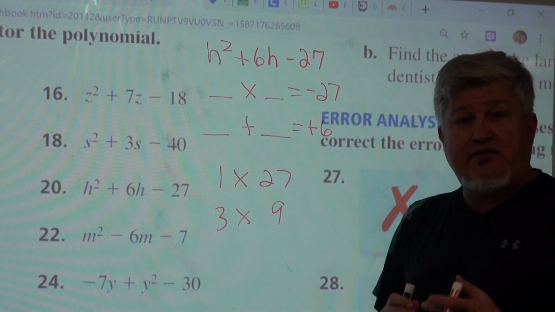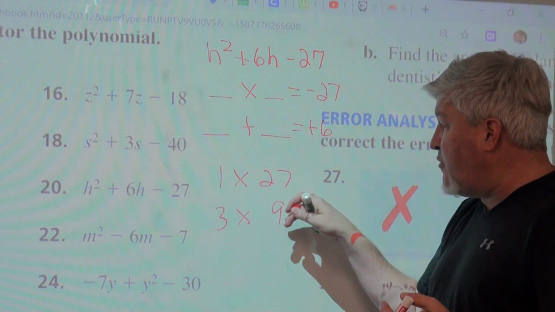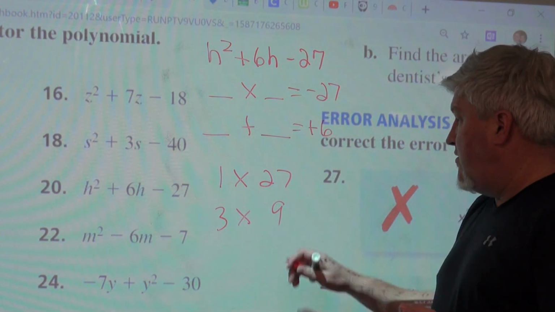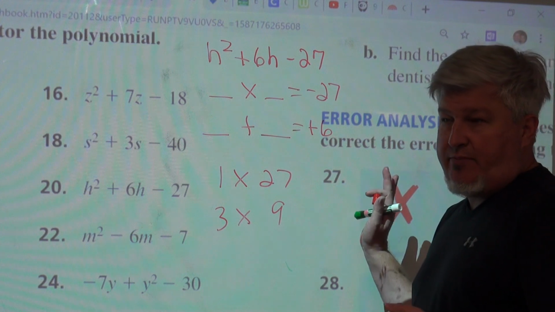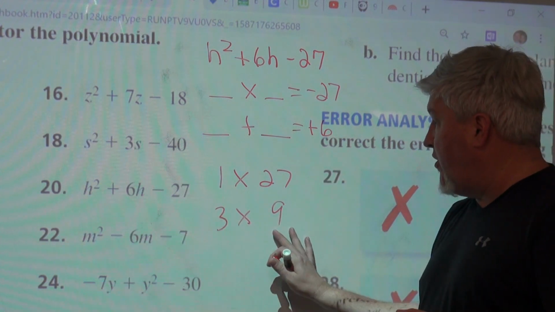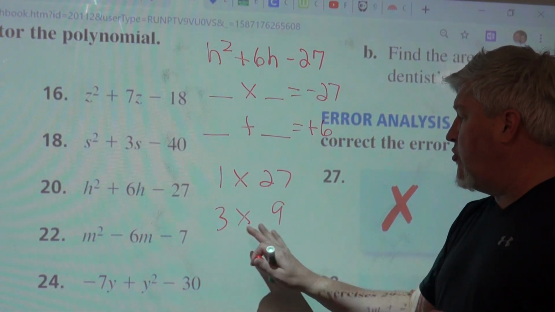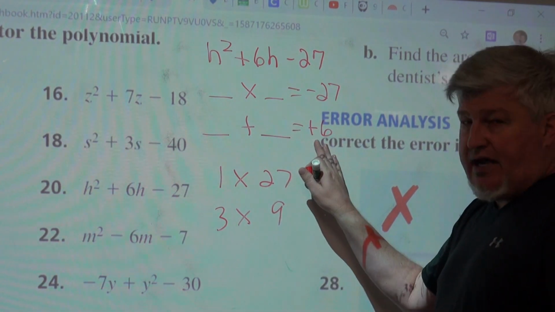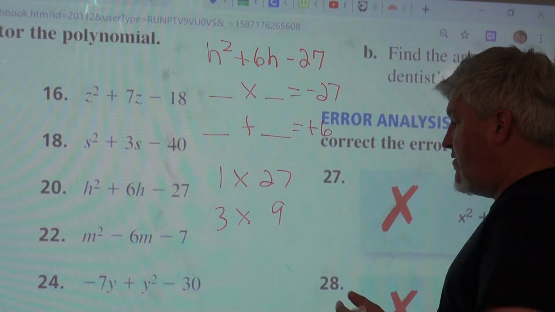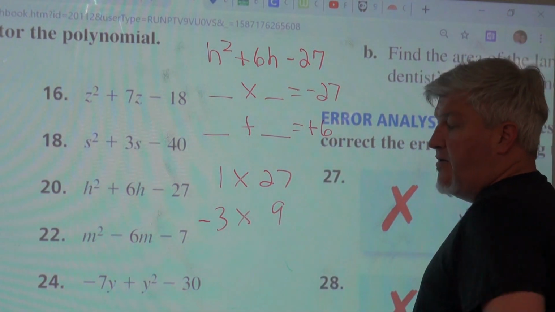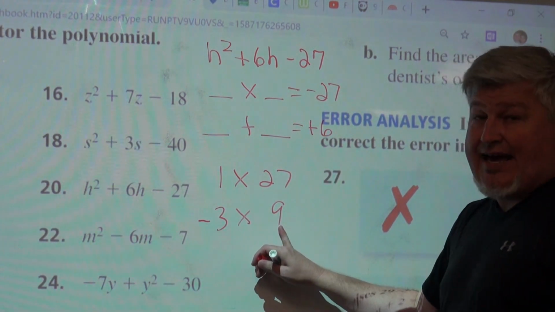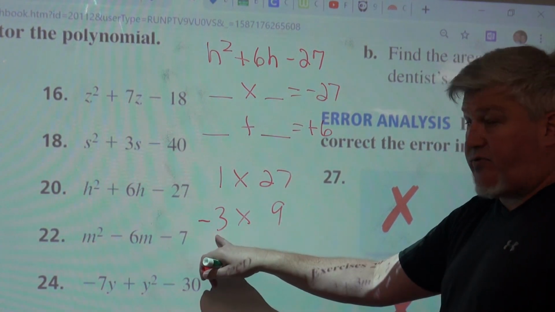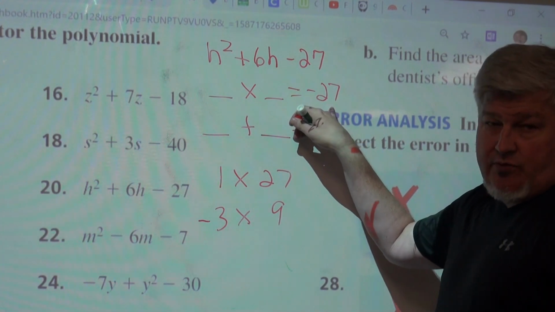So one of them needs to be a negative in order for them, when they multiply together, to end up being a negative. Well, 1 and 27, hopefully you clearly see by now, has nothing to do with this. So we're looking at the 3 and the 9. Which of those should be negative so that when I add them together, it becomes a positive 6? Negative 3 plus 9 gives me plus 6. So that's our answer right there, because negative 3 times 9 gives me a negative 27.